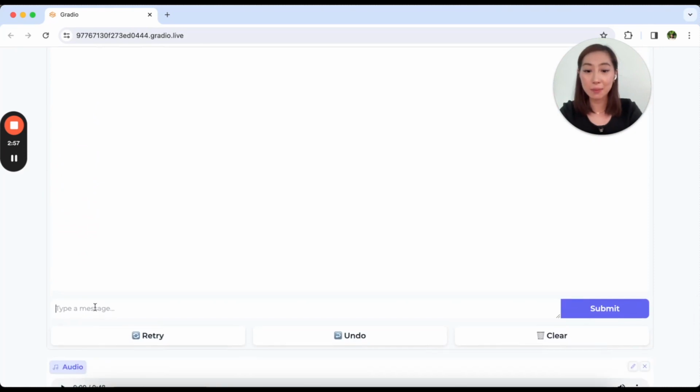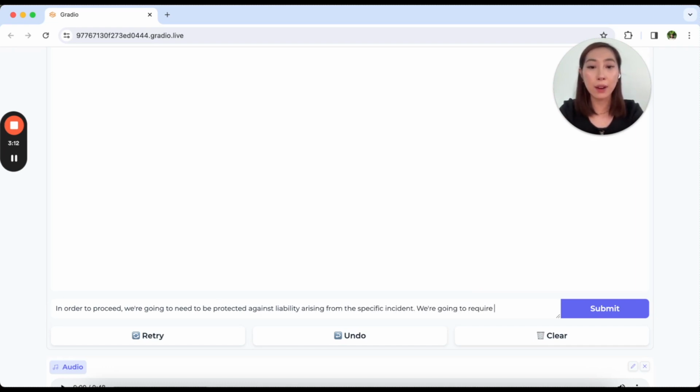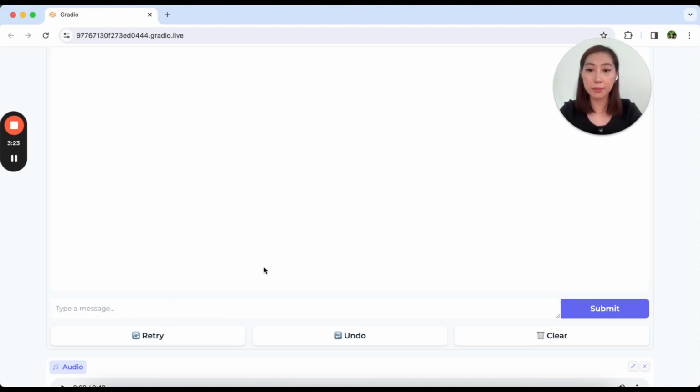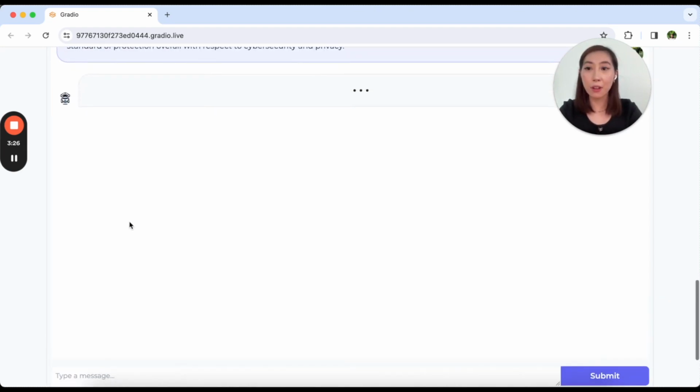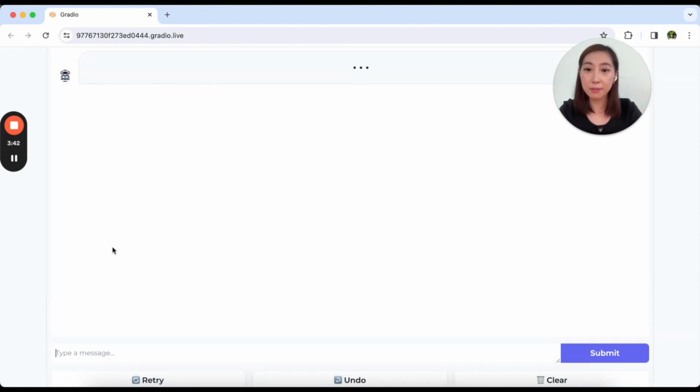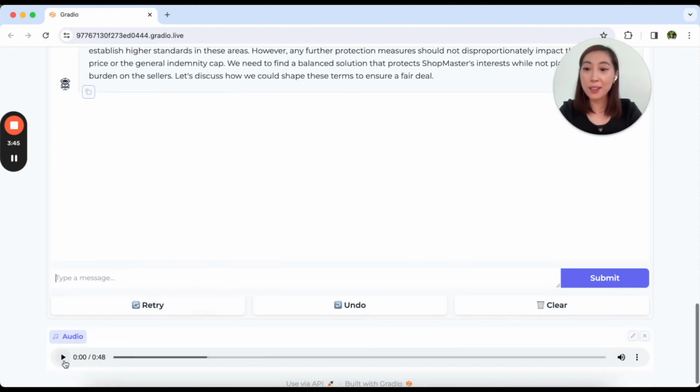with the following statement. In order to proceed, we're going to need to be protected against liability arising from the specific incident. We're going to require a higher standard of protection overall with respect to cybersecurity and privacy. We now wait for the robo-counsel to respond. Once we receive the response, we can click on the audio button if we want to actually hear the robo-counsel.